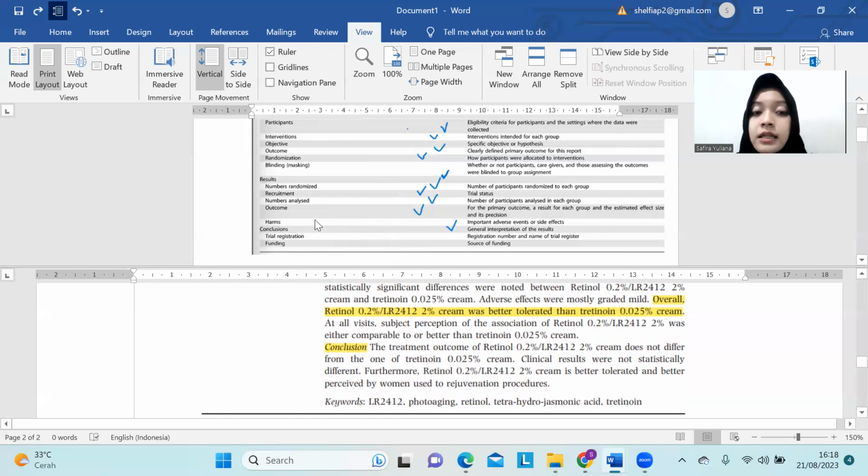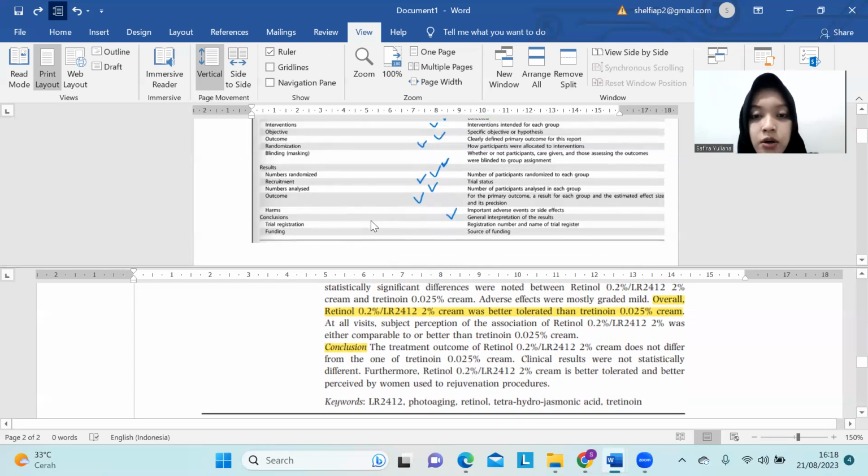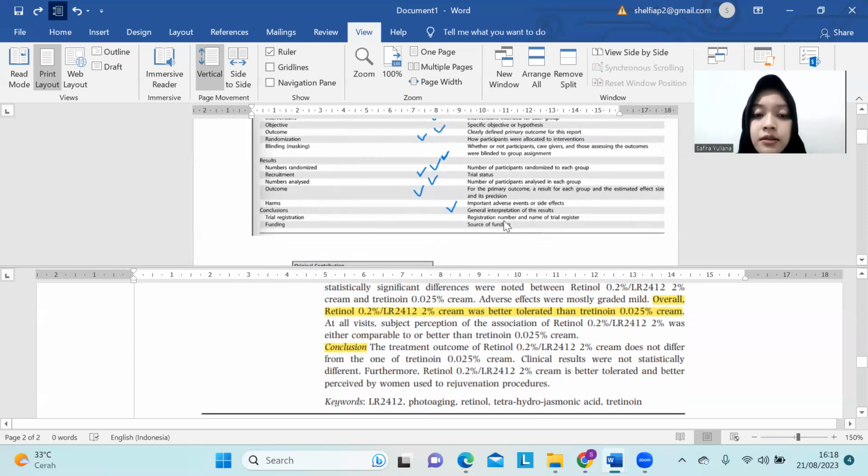And the next result is harms. Harms is important adverse events or side effects, and this journal has not stated the harms. And the last is the conclusion. Conclusion is the general interpretation of the result.